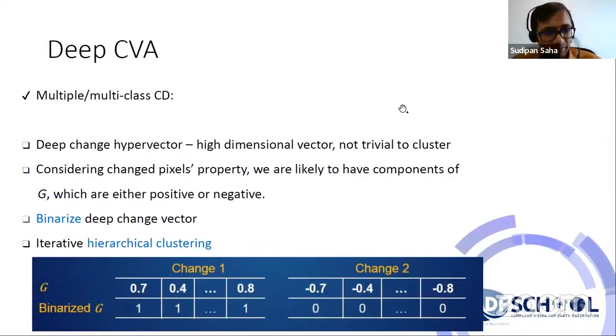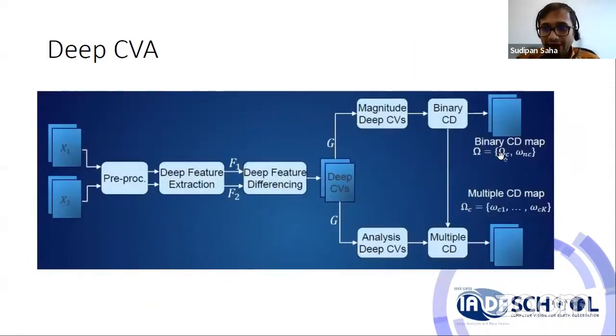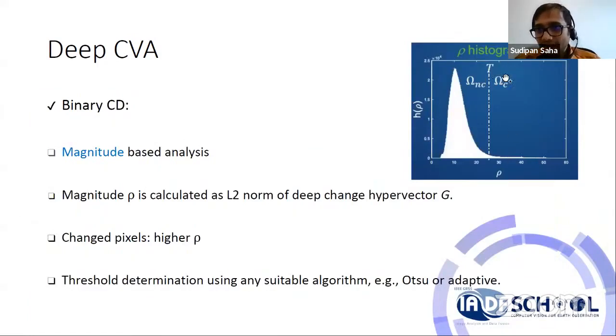Before that, let's talk a bit also about the multi-class change detection, right? What I told you before is that what we get here is omega C, the change pixels, which are practically here, the omega C, beyond the right side of this threshold T, okay?